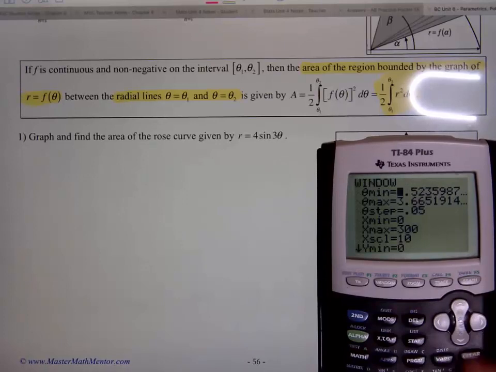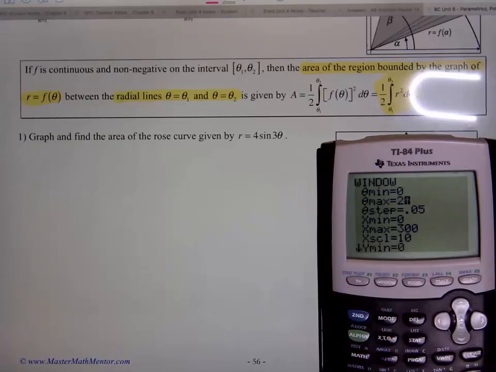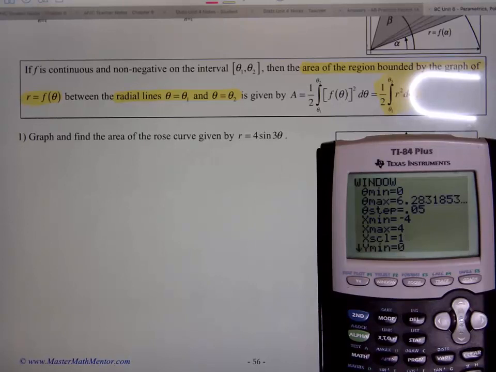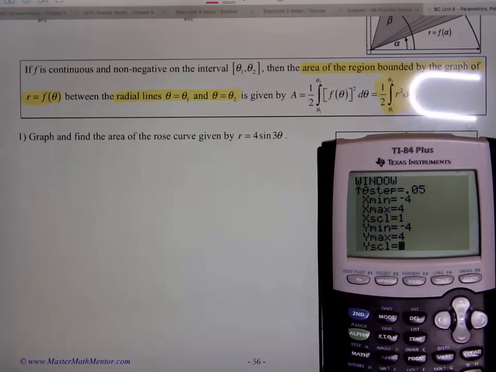So as far as the window goes, theta, unless they tell you otherwise, needs to be 0 to 2 pi. Now, if yours already says 0 to 6.28, you're good. Okay? But I need everybody to change your theta step to 0.05. Change it to 0.05, please, because it makes the graph draw at a very good speed so you could follow what's happening. Okay? Now, my x min and max are way off, so -4 to +4 with a scale of 1, and then -4 to +4 with a scale of 1. After you've typed that in, push graph, please.